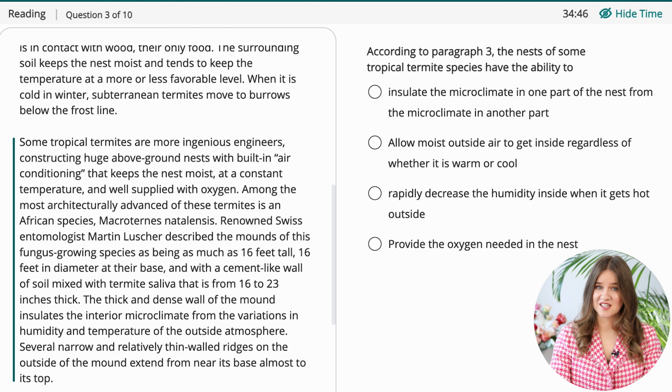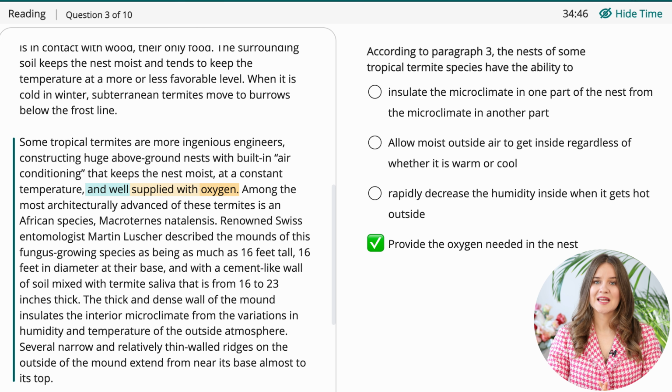But it does clearly say that the nest is well supplied with oxygen, which matches answer choice 4: provide the oxygen needed in the nest. Nice job! Let's move on to the next question.